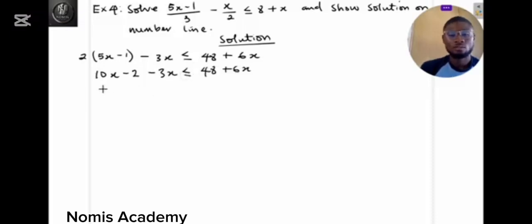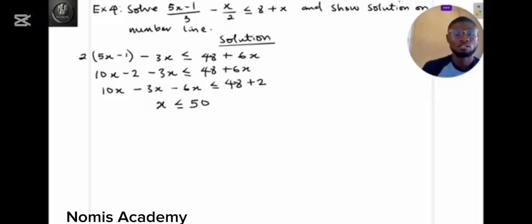Collect like terms. So I have 10x minus 3x. Now this is 6x. When it comes here, it becomes minus 6x, less than or equal to, I'm left with 48 at this side. Then bring 2 to the other side, becomes plus 2. So 10x minus 3x, that is 7x. 7x minus 6x, I'll be left with just 1x. 1x is less than or equal to 48 plus 2, which is 50. So x is less than or equal to 50.